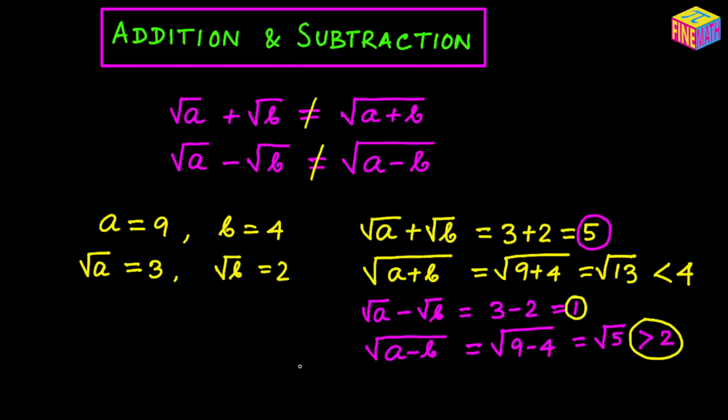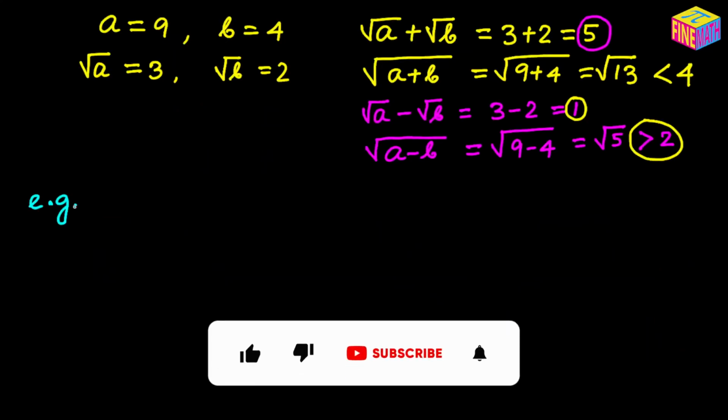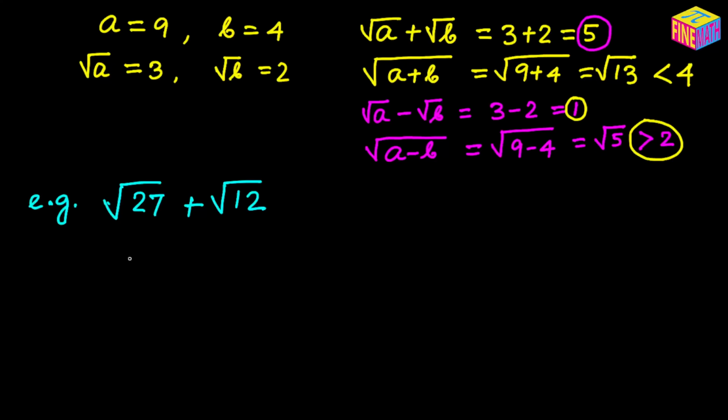So how can we do some addition and subtraction then? Well, let's take a couple of examples and see how to manage the radicals in addition and subtraction. Here I am going to take an example. Suppose we have square root of 27 plus, let's say, square root of 12.